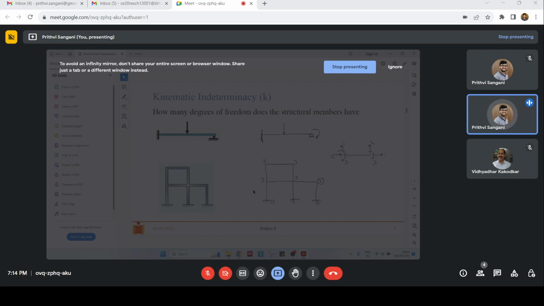Similarly, we have kinematic indeterminacy, which means how many degrees of freedom the structural member has. We'll try to discuss this maybe in the coming lecture. So let us first understand the static indeterminacy and solve these members using the flexibility method. Then we can solve some statically indeterminate structures using the same method.